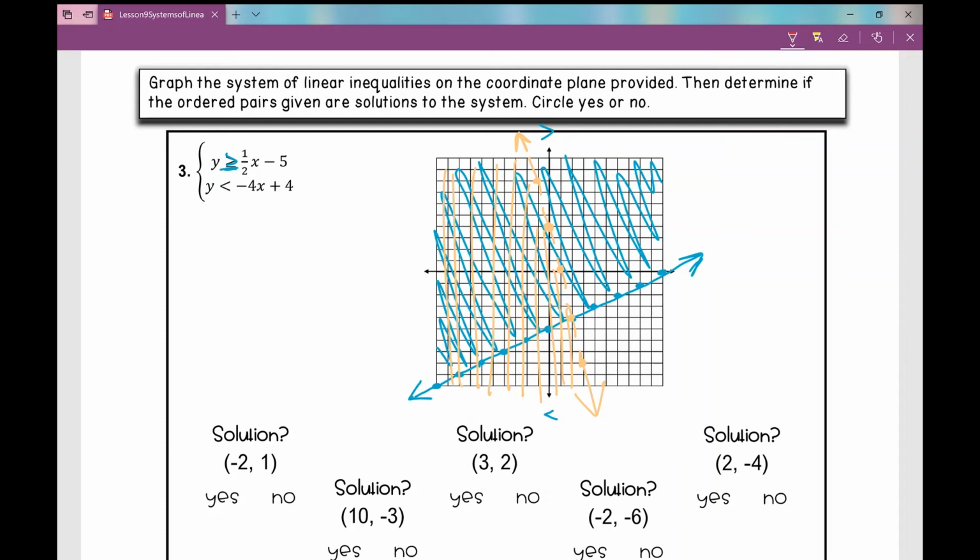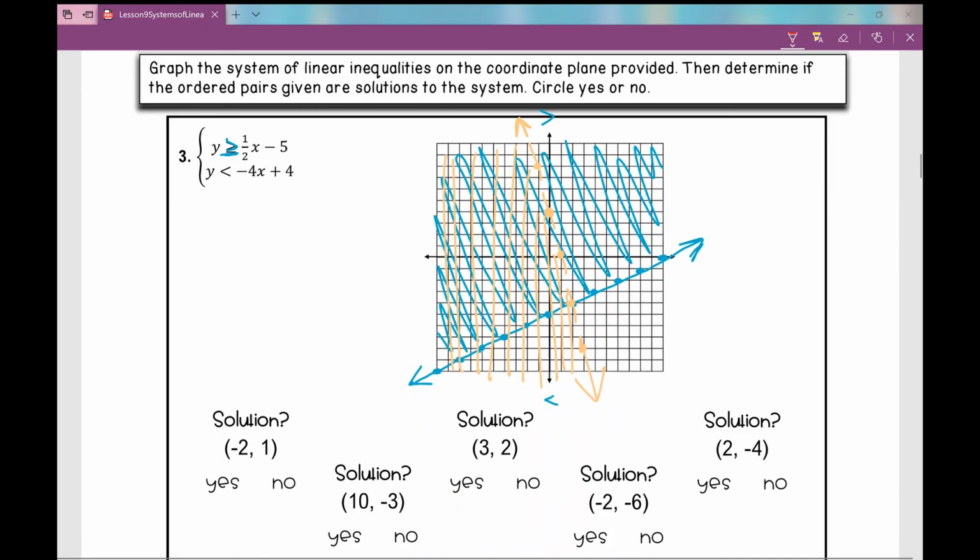So let's go through these ordered pairs and determine if they are solutions. Negative 2, 1. So here's my origin right here. So negative 2, 1 is right there. Is that in the overlapping shaded region? It is, so it's a solution. 10, negative 3. Well, that's going to be over right 10, down 3. That's not in any shaded region. So nope, that is not in the solution set. 3, 2. Start at my origin and go right 3 and up 2. Remember, it has to be in the overlapping shaded region. So that is not a solution.